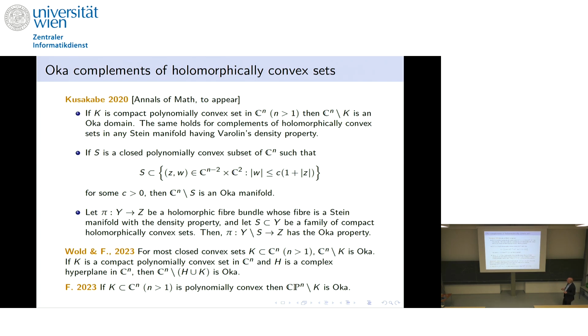Okay, so these three things we'll use. Then I also want to mention that from Kusakabe's results, last year I talked about some joint results of Erlend Wold and myself. We proved, for example, that for most closed, unbounded convex sets, the complement of such a set is Oka. So this again, I find interesting because this means, why do I find this interesting? It's because, so here you have C^n. Let's say that this is a hyperplane, real hyperplane.